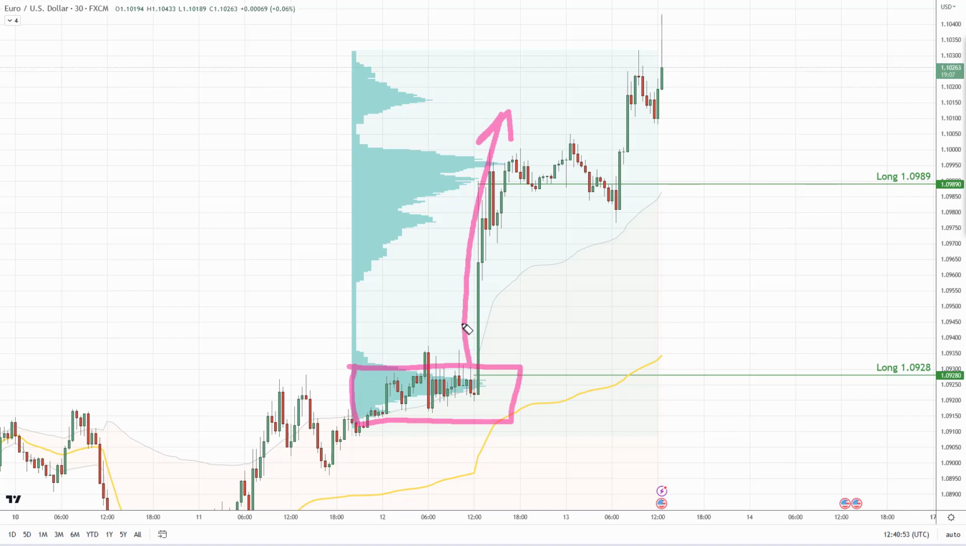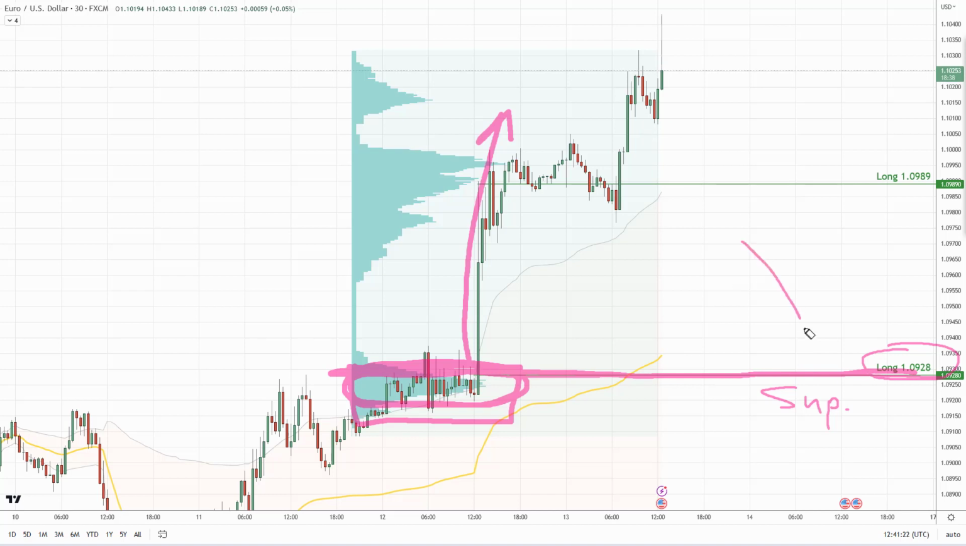In this case, there was a strong buying activity, which is telling us that those heavy volumes and this activity here was strong buyers. So this is a super important zone for buyers, and those buyers are likely to defend this zone. That's why I'm saying that this should work as a strong support at 1.0928.